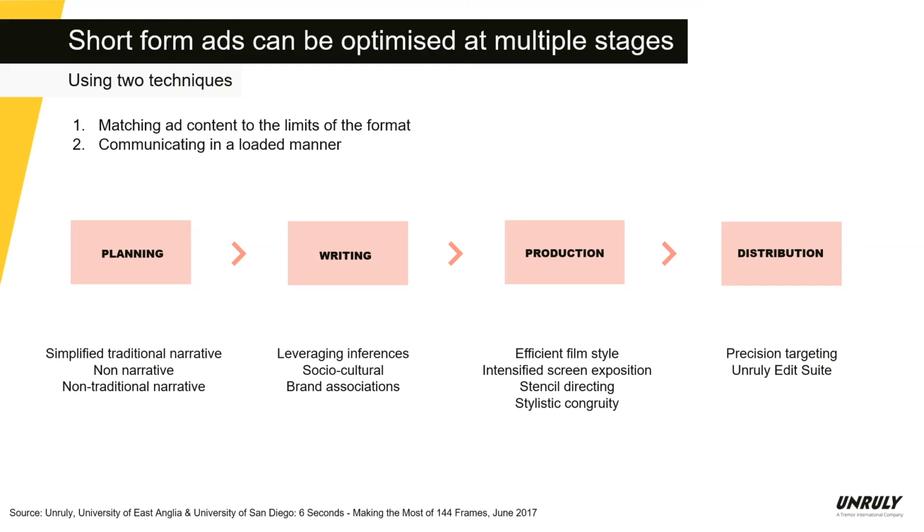At the distribution stage, you can use Unruly's custom targeting in order to leverage what you know about the consumer's personality, interests and cultural leanings, their relationship with a brand and their previous exposure to your ads, to enrich the meaning of the video. And finally, if you have a longer video that you want to adapt, you can use Unruly EQ and Edit Suite for a data-driven analysis of the moments that will work best for short form.